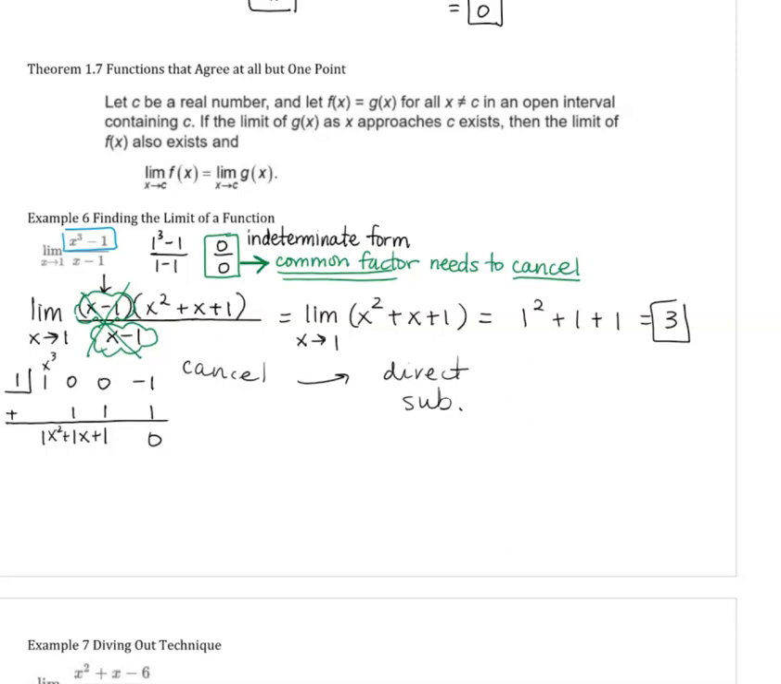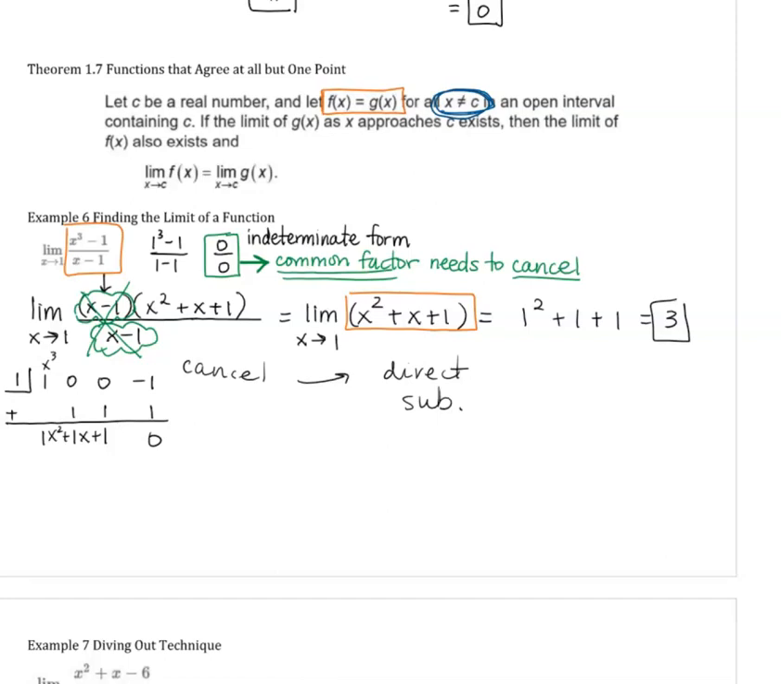So what theorem 1.7 tells us is sometimes when you try to evaluate the limit, what you're actually going to have to do is you're going to have to go find another function. So you started off with one function f of x. You're going to have to go find another function g of x. Kind of like how we started off with this and we found another function after we simplified it and canceled, right? And in that other function, they're equal except at one x value.